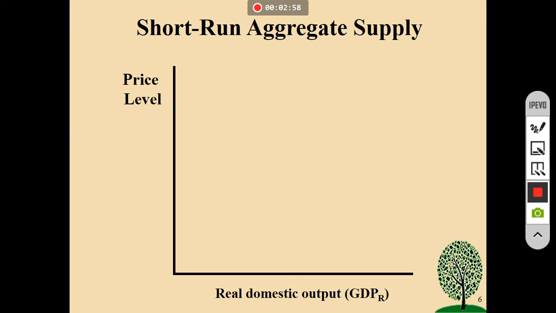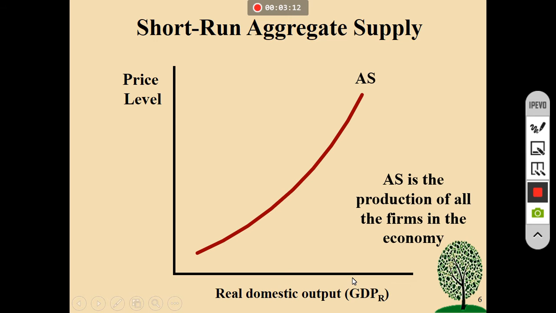So our short run aggregate supply curve is pretty straightforward. It looks just like a regular supply curve, but now we label it aggregate supply, AS. Again, remember price level on the y-axis, real GDP on the x-axis, right? Aggregate supply is the production of all the firms in the economy, so it's just all the supply added together. So that one's pretty straightforward. In terms of how it moves, it works kind of like a regular supply curve. If profits are being made, it will increase. And if profits are being lost, it will decrease.